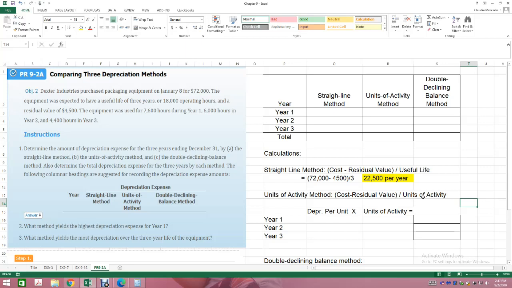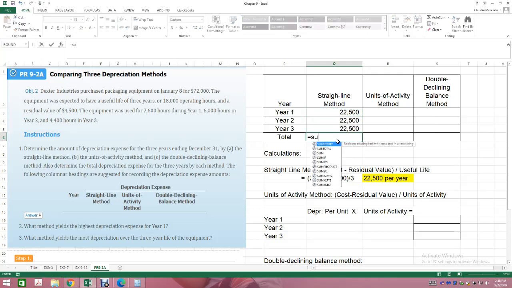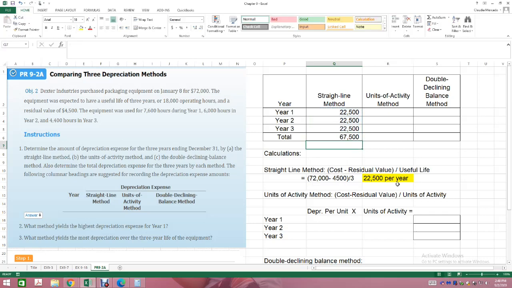Okay, so now that I know that, I can fill in the top part. It will be the same dollar amount for all 3 years. So what the straight line method does, it basically divides the cost of depreciation over the useful life evenly. Okay, so every year you'll have the same amount of depreciation. Okay, the total equals the sum of those three. Okay, now the units of activity method.